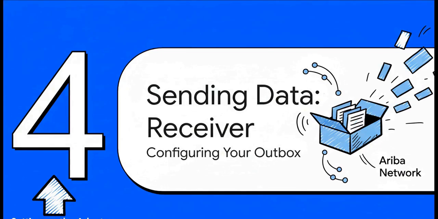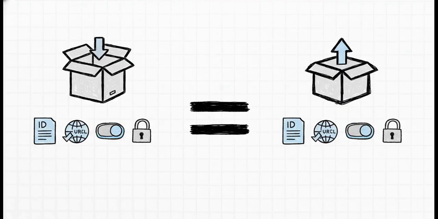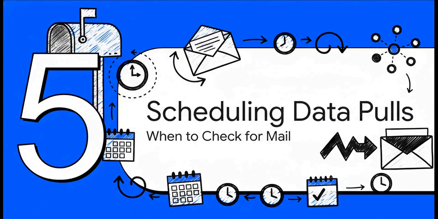So now it's time to configure the outbox. Let's get that receiver adapter set up so we can start sending our documents back out to the ARIBA network. And here is the really good news. If you understood how to set up the sender, the receiver is going to feel like a breeze. The main tabs are exactly the same, processing and connection. And you'll be setting the same exact types of parameters for your ID, the URL, the connection mode, and your authentication method.